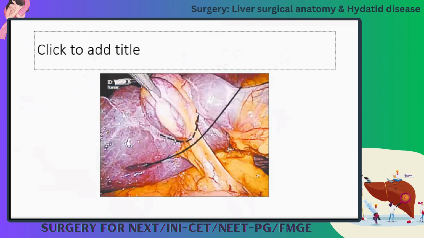Okay, so this is a picture from a laparoscopic cholecystectomy being done. This is the gallbladder being grasped, and below is a line. This line is known as Cantlie's line.